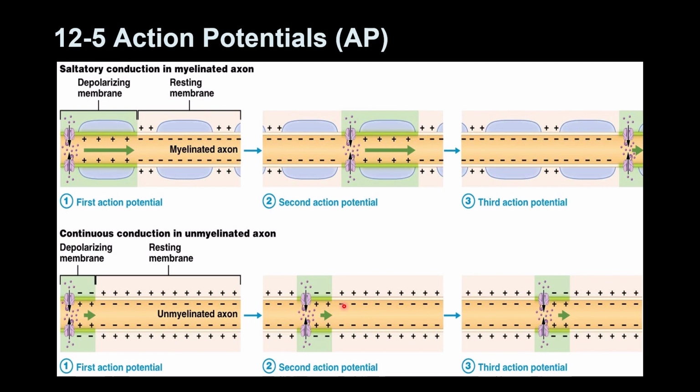So these channels should be very close to each other, and every time that they open up, that takes time. So even if it is in a millisecond, it still takes time. So this is why the conduction is a lot slower in unmyelinated axons, and because they don't jump from one area to another area like saltatory conduction, these are called continuous conduction.